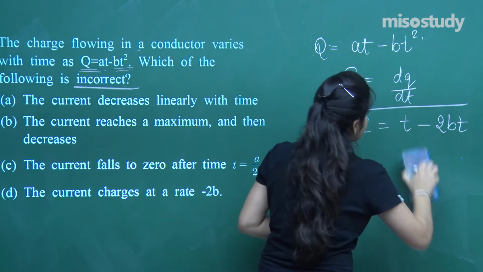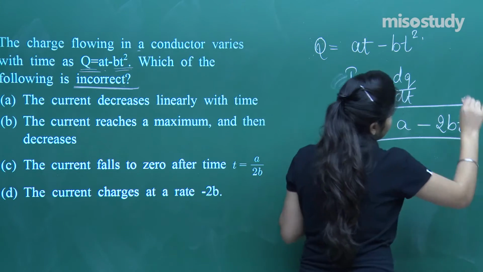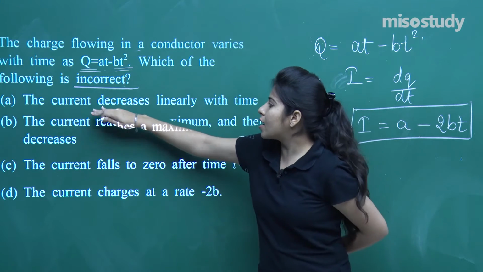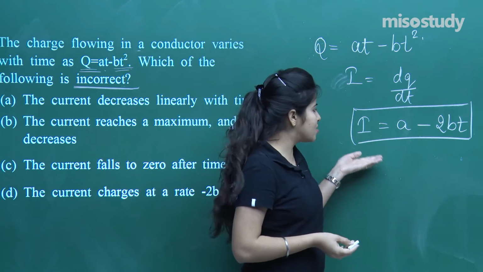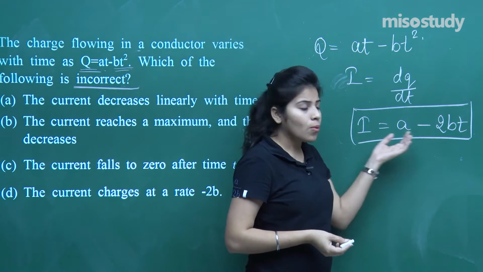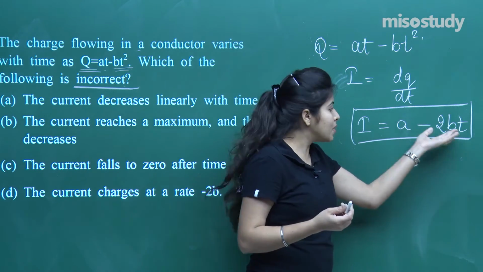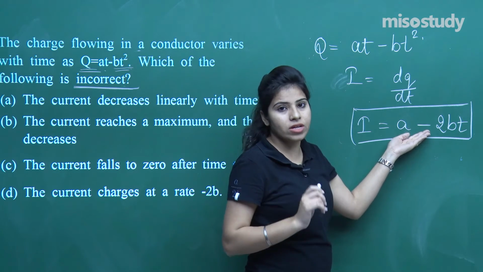Sorry, not the T but the A minus 2BT. This will be your current. Now what you can see over here, the current decreases linearly with time. Yes, definitely I can see that current is decreasing when I is proportional to T. That means the current will be having a linear relationship with the time.